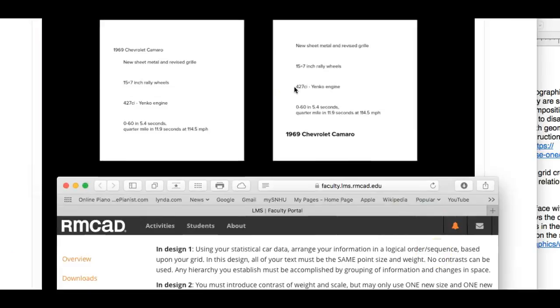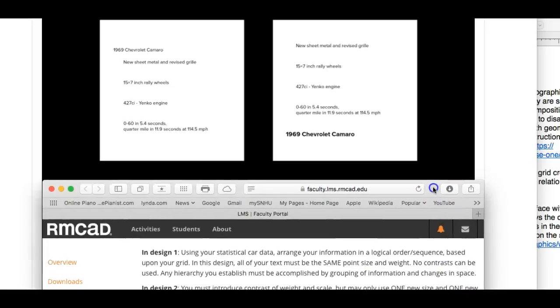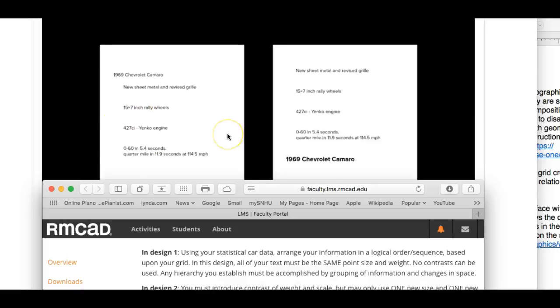You've got the first, which is same point size, same weight, no contrast. Hierarchy established by grouping and proximity. Any hierarchy you establish must be accomplished by grouping of information. That's called proximity, and it's a placement. The general theory is that if things are placed close together, they somehow have a relationship to the things placed close by. So this line right here definitely has a relationship with this line because they're so close, more so than these two lines, which seemingly don't have a relationship.